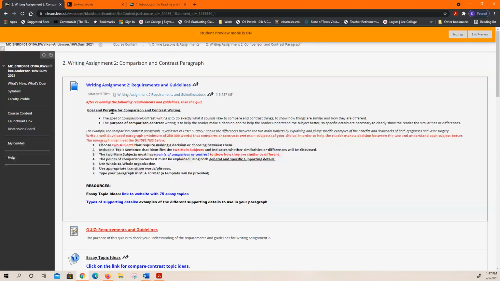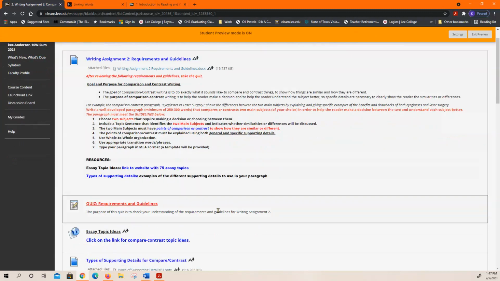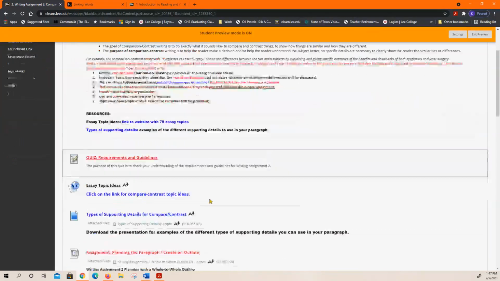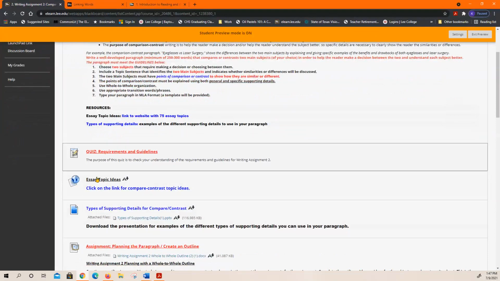This tells you what needs to be in it, and this is based on the structure of a comparison contrast, what you learned about, how they're put together. If you follow the outline, you're going to make sure and have everything in there that you need. And these requirements are what you're going to be graded on in the rubric. So make sure you read your requirements and guidelines carefully, take the quiz, and then you need subjects to write about. So what this link is, it takes you to different essay topic ideas.